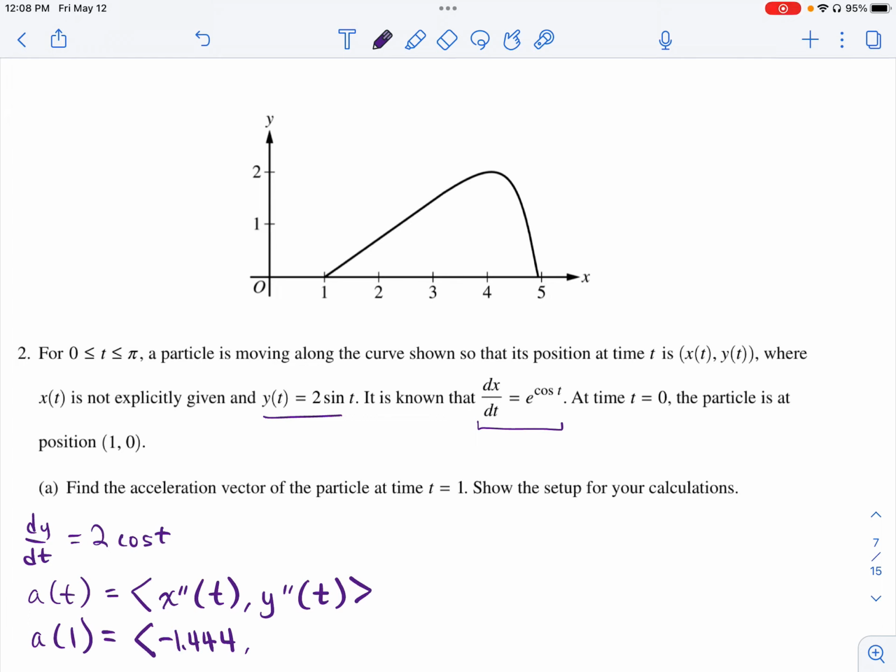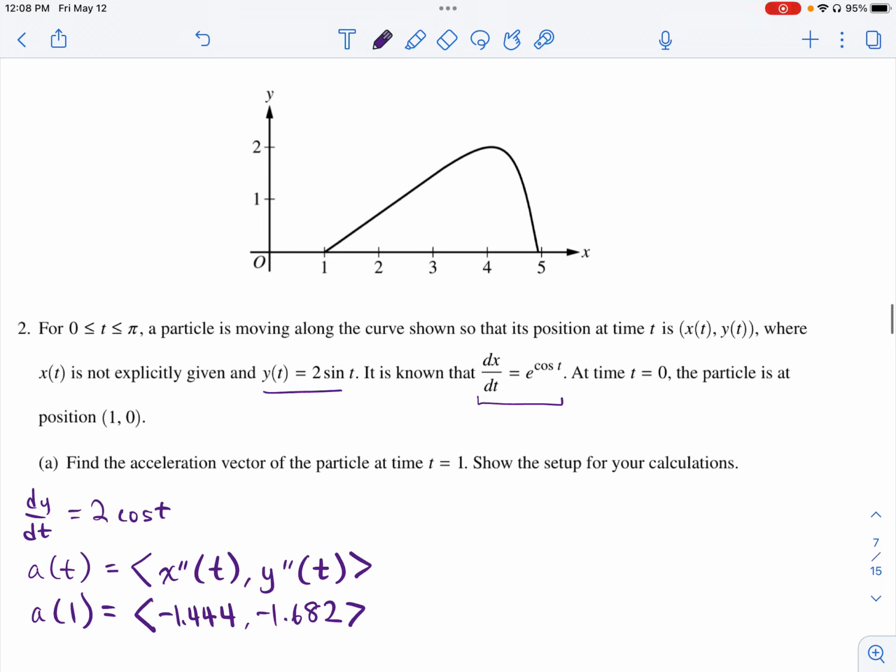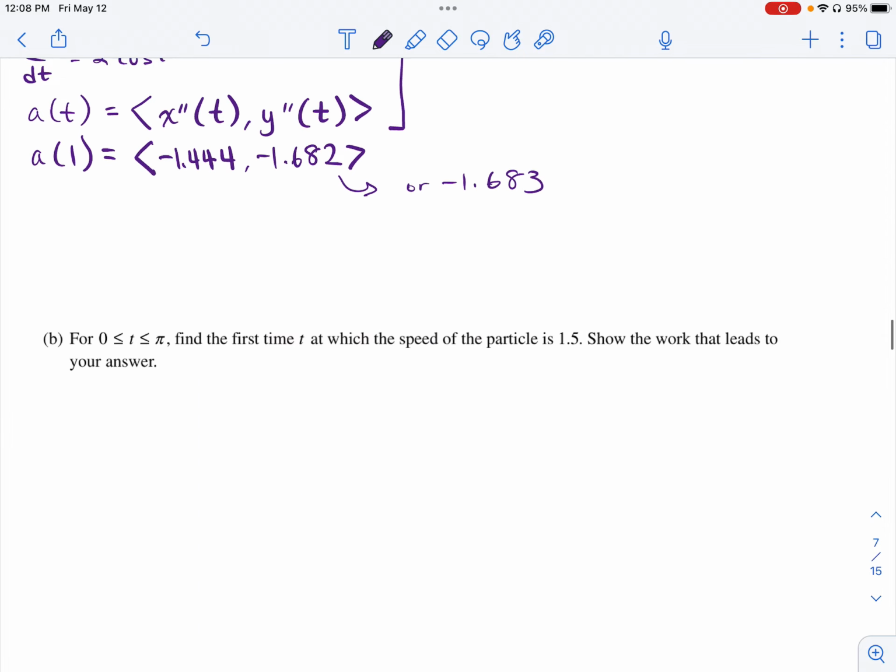And then you're going to need to find the second derivative of y. Again, now that we know what dy/dt is, we found that over here, dy/dt is equal to 2 cosine t. Since we know that, take the derivative of that function, again, evaluated at 1, and you should get negative 1.682. So there's not too much in terms of work, but it's mostly calculator heavy. And if you actually wanted to truncate instead of round, you could have also said negative 1.683, okay? All right, so in terms of the work for the setup, this is all that was really required for the work, okay? All right, so let's look at the next part.